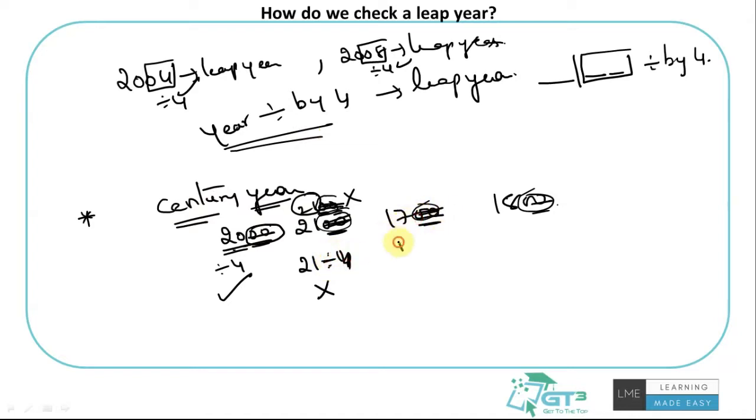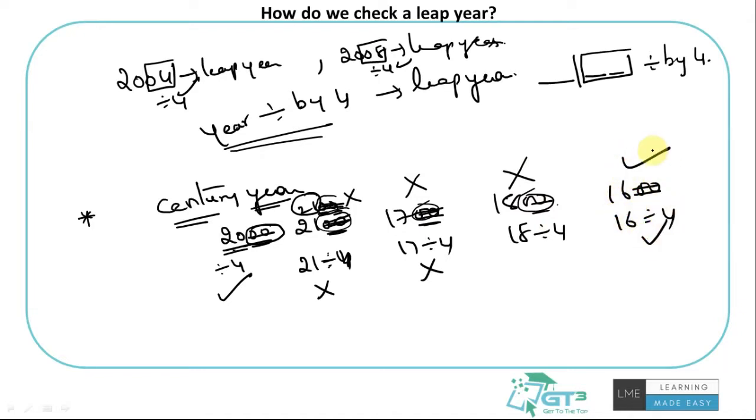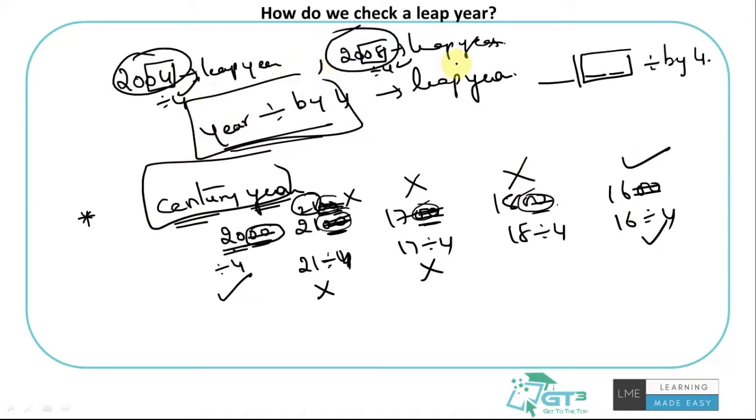See if it is divisible by 4 or not. 1700, cut this 0. 17 divisible by 4? No, that's why 1700 is not a leap year. 18 is not divisible by 4, hence 1800 is not a leap year. 1600, cut these 2 zeros. 16 divisible by 4? Yes, hence 1600 is a leap year. That's the rule that you have to use for century years, only for century years, not for other years. Other years, simply check the divisibility by 4 and that is good enough. That's how you check if a year is a leap year or not. According to that, see if the February of that year includes 28 or 29 and solve the questions.